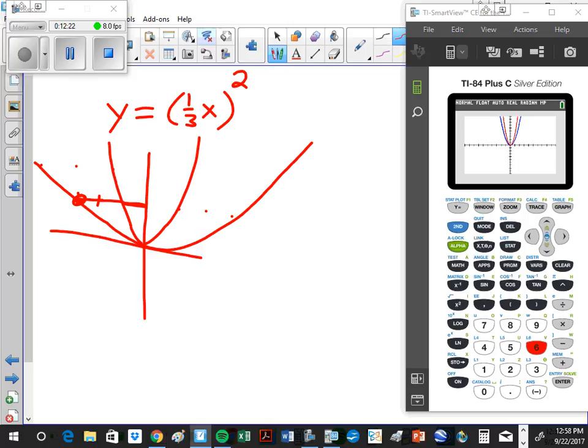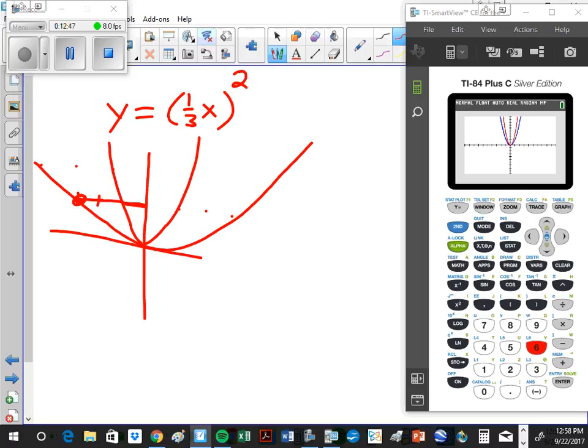Okay? So what you need to remember is anything on the inside changes the x-axis, left, right, wide, thin, and those are always backwards. Anything that happens outside of the squared affects the y values, and up and down are just plus and minus, and then tall and short are just integers, or larger than 1 and smaller than 1, and then the negative will flip it upside down.